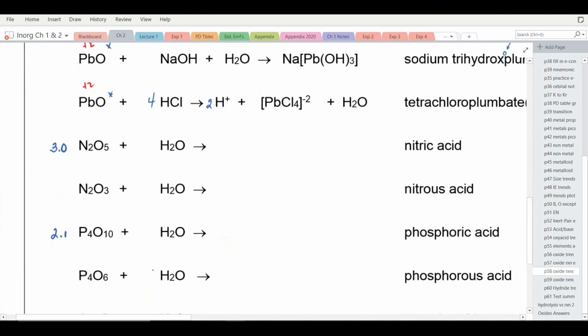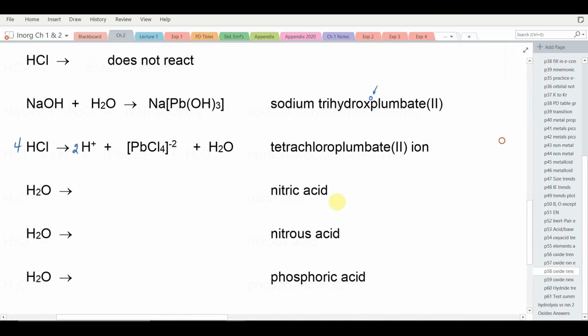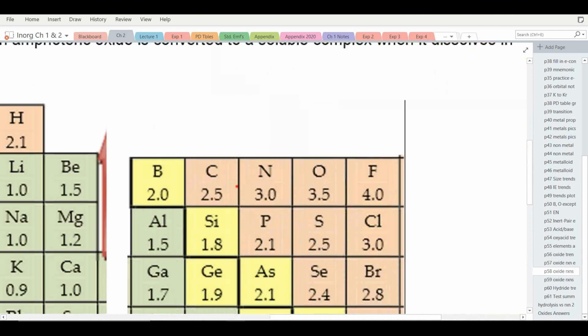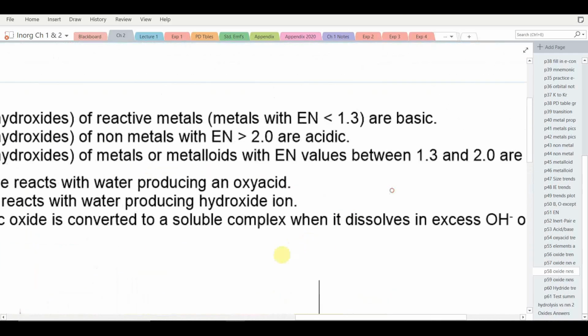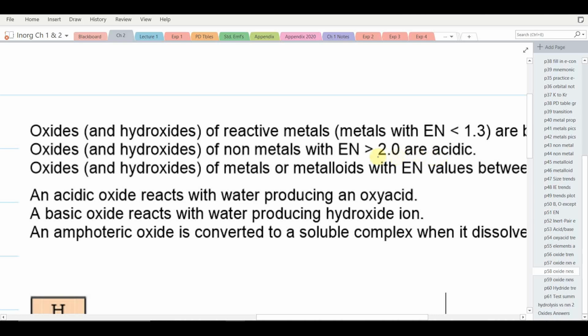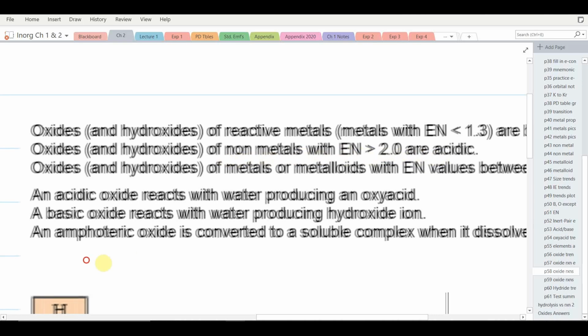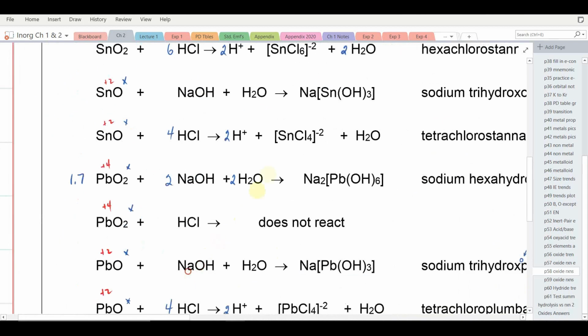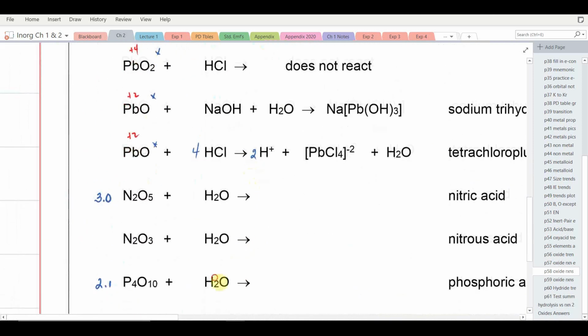That brings us to group 5A, nitrogen. Now nitrogen is a nonmetal, and its electronegativity is greater than 2. Just want to point that out to you. Here's nitrogen. It's a nonmetal. Its electronegativity is greater than 2. So clearly that will be acidic. So nitrogen oxide in water makes an acid.